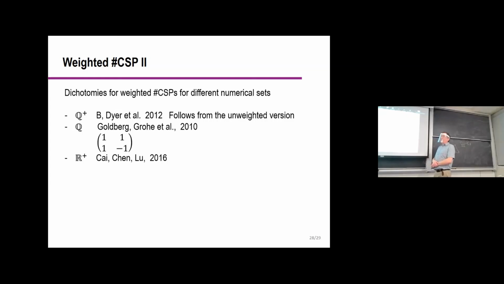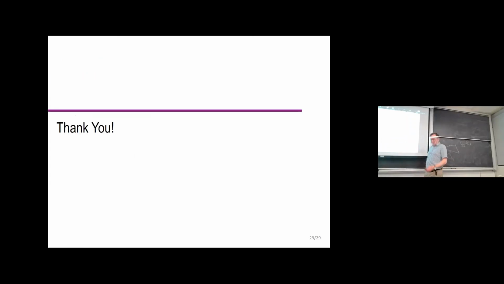Finally, for positive real numbers, it was done, and the last monumental result is about complex weights. For arbitrary complex weights, the dichotomy is also known. I won't even mention the conditions here. They're based on those block rank 1 conditions, but it's way more complicated. There are many things that can go wrong here. And that's it. Thank you.